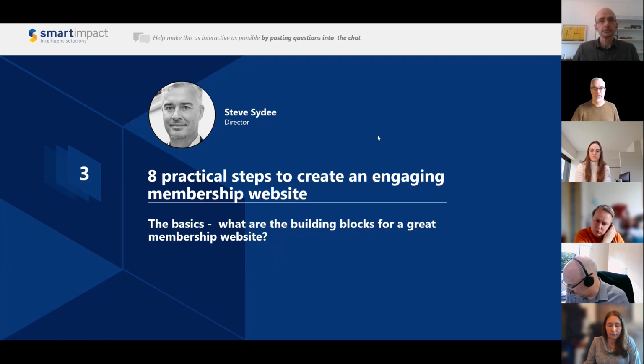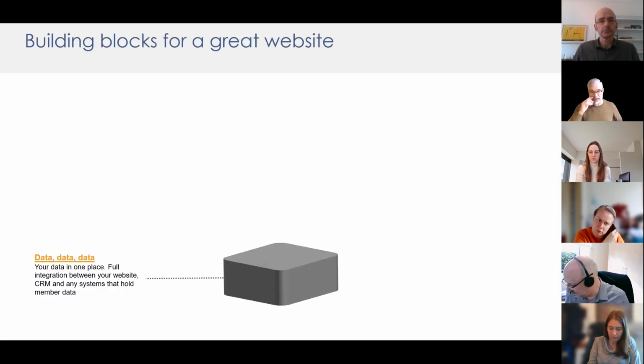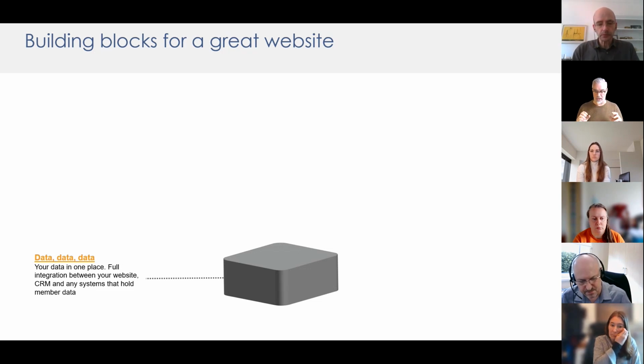So the first is talking about the four main building blocks for a great website. The first from our perspective is all about a single view of the member, whether they're individuals, whether they're corporates with lots of individuals under them, but it's having all of that data in one place. So lots of organizations are now removing the silos in their back-end systems. A CRM system has it all in one place, but you need that right across the website.